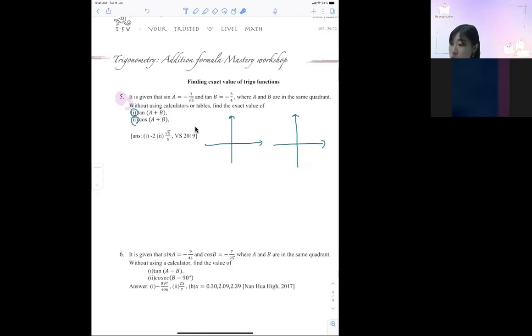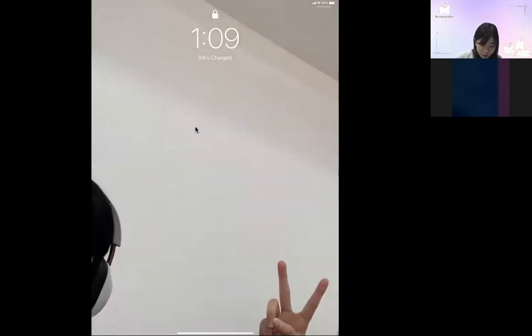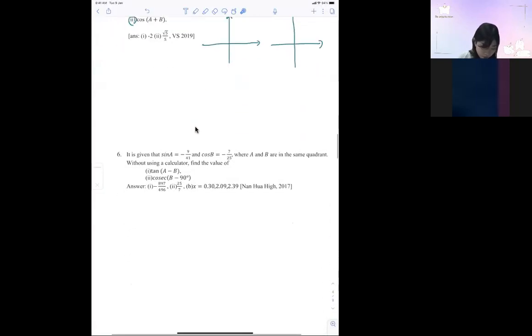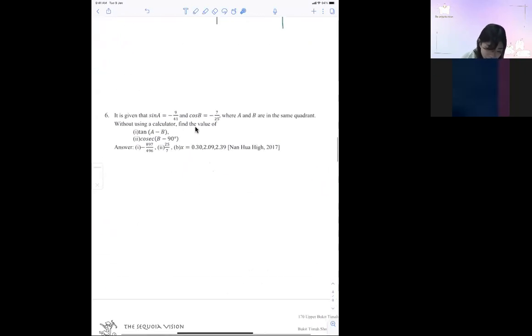Try to solve both. Great. Well done. Okay, next one. Same thing. I know you can find the quadrant. I just want to go through part two, then you can finish part one and part two.